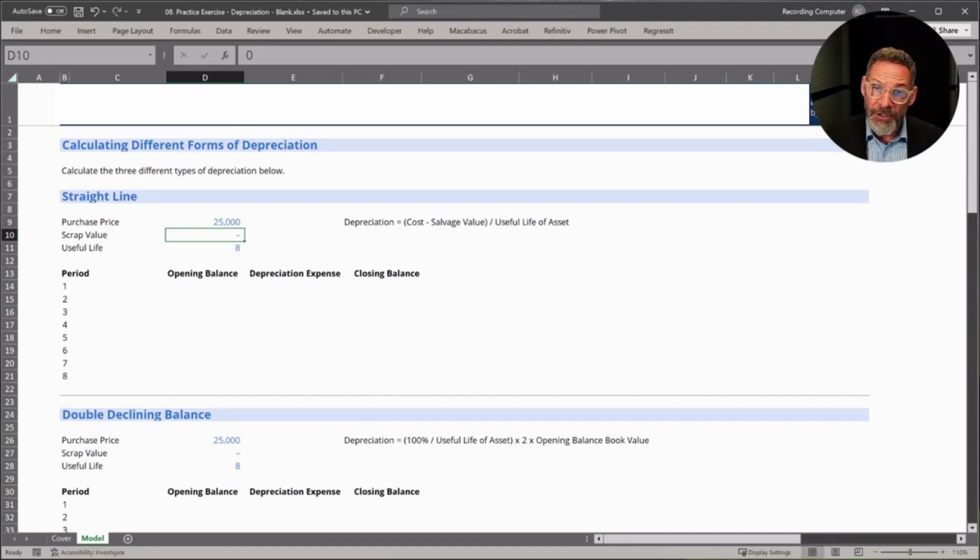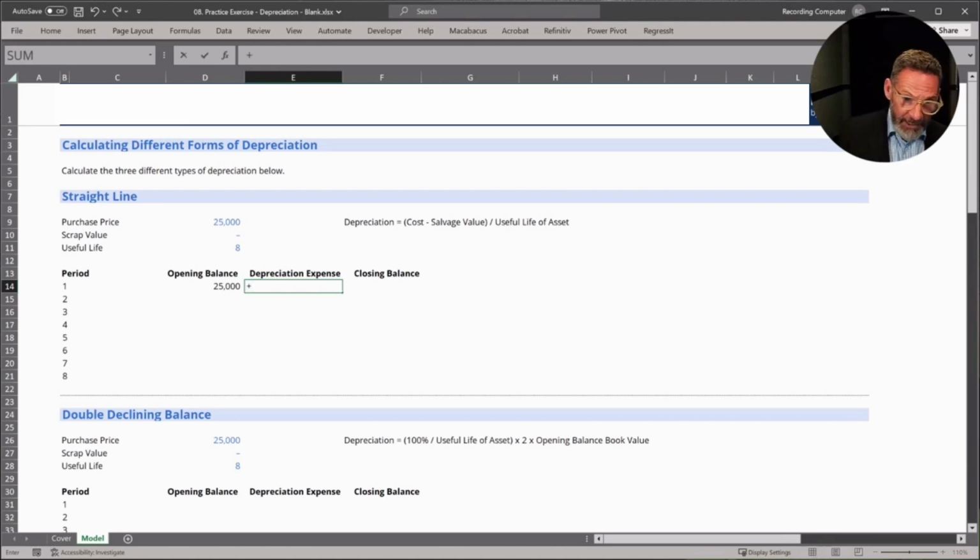Now, what we then need to do is spread the expense of the asset over the useful life. Again, we're using the matching principle here. So what we typically will do is start with the opening balance, which is $25,000. And then we have to calculate the depreciation expense. Now, I'm going to do it the long way, and the formula is on the right, but it is equal to the cost, always minus the scrap value. And I know that's 0, but for completeness, let's put the full formula in. We're going to then divide that by its useful life.